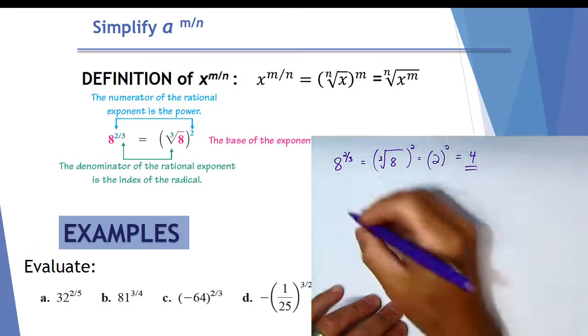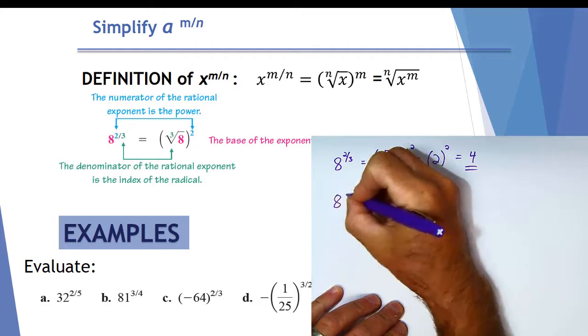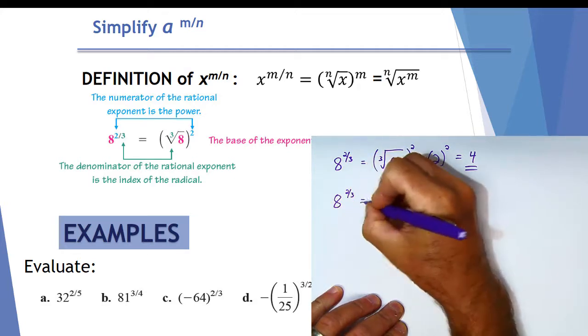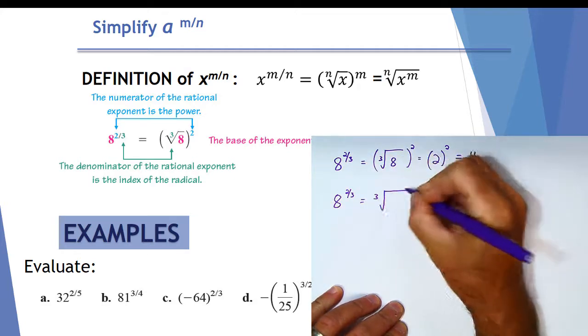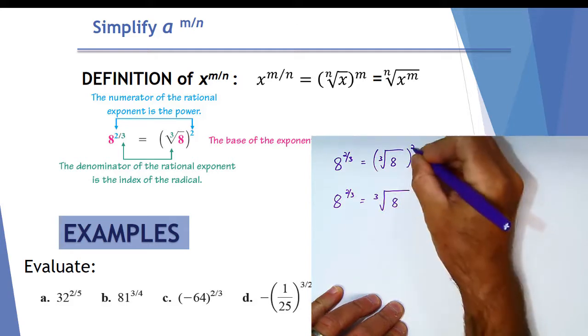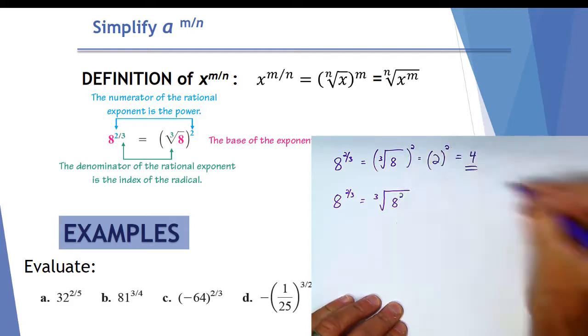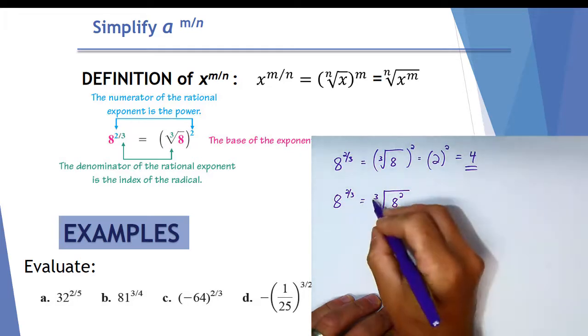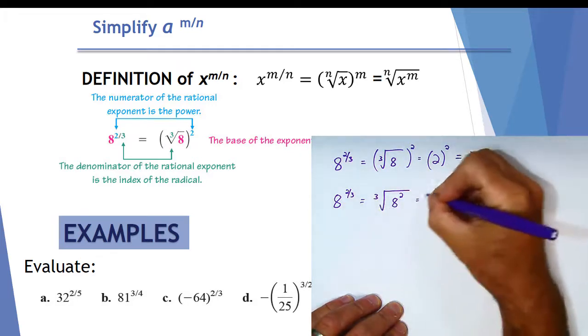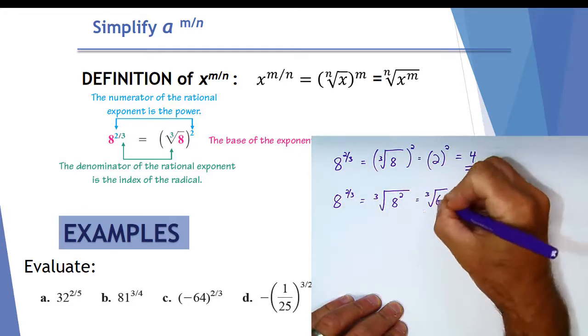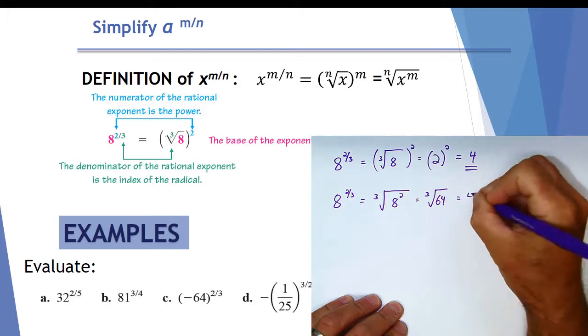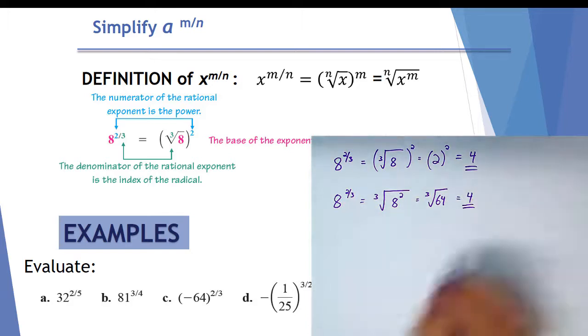Now you could have worked that in the opposite direction as well. We could have said 8 to the 2/3 power is the same as the cube root of 8, and instead of squaring it after we get the root, we could square it before we get the root. That becomes the cube root of 8 squared, which is the cube root of 64, which is, of course, 4. So we're going to get the same result. We're just taking a slightly different path to get there.